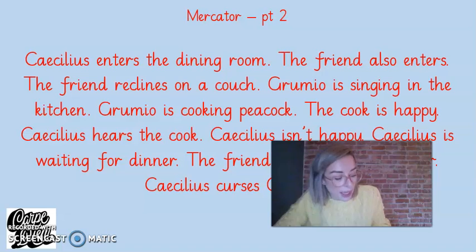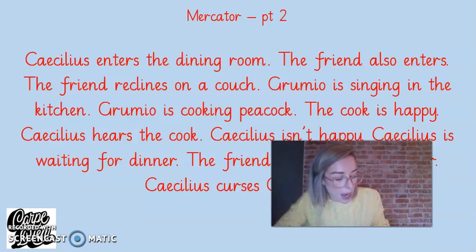Grumio in culina cantat. Grumio is singing in the kitchen, or Grumio sings in the kitchen. Grumio pavonem coquit. Grumio is cooking peacock. Yes, it was a thing back then. Sounds a bit weird to us, but it was a thing. They ate peacock. That was one of their dishes. Coquus est laetus. The cook is happy.